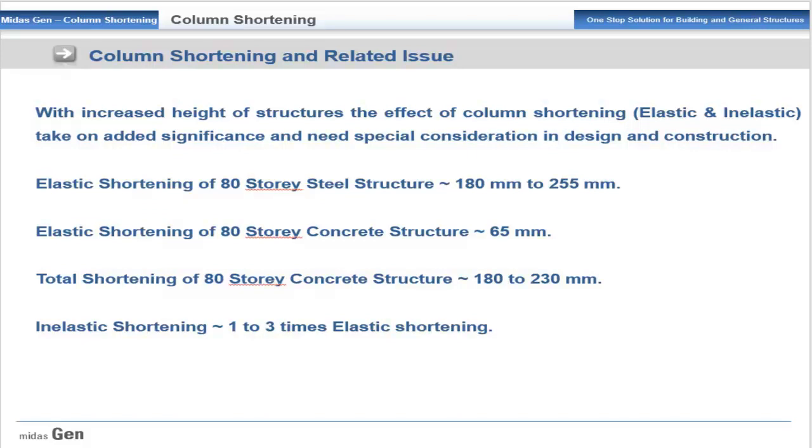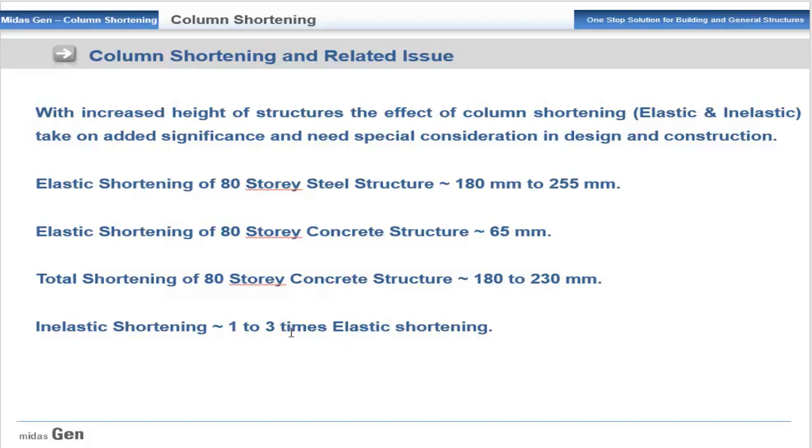As an example, column shortening analysis of an 80-story steel building as well as a concrete building was done. As a result, the steel structure had elastic shortening of 180 to 255 mm, whereas concrete elastic shortening was 65 mm. Even though it was 65 mm, the total shortening of the concrete structure was 180 to 230 mm. This means that the inelastic shortening of the concrete structure was more significant. It was almost 1 to 3 times the elastic shortening.